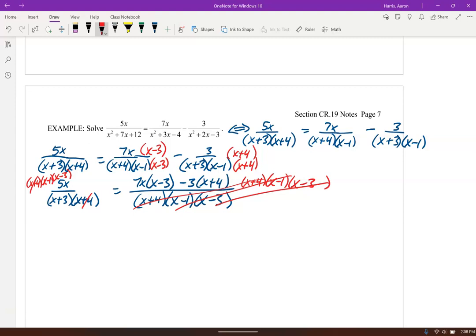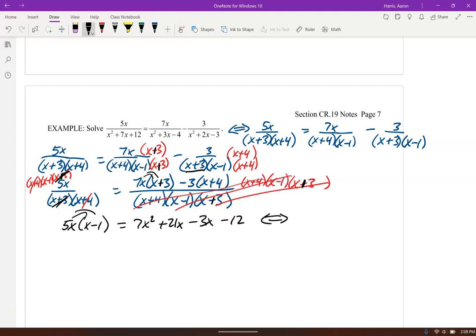Right, so we've got, oh, I'm sorry, that's an x plus 3. That should have been a plus 3 right there. Sorry about that. So you'll see the x plus 3's cancel right there. So now we've got 5x times x minus 1 equals, I'm going to distribute that, 7x squared plus 21x minus 3x minus 12.